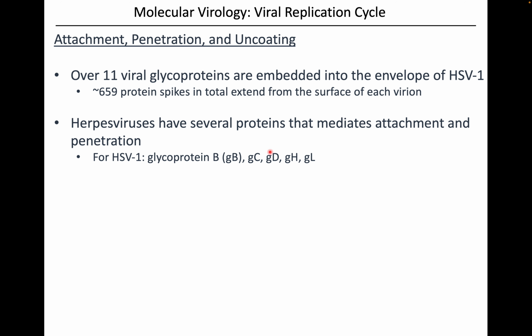And there's only a handful of those that seem to be key for attachment, at least in herpes simplex 1. And those have these letter designations that you see here. So G for glycoprotein, B, C, D, H, L, etc.